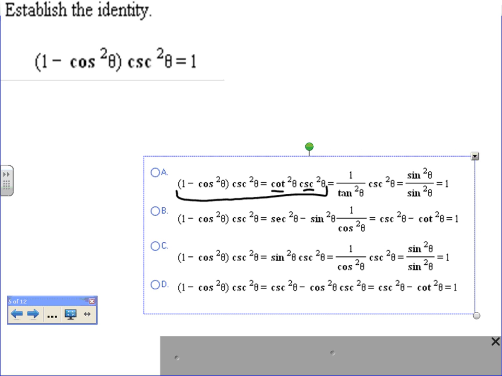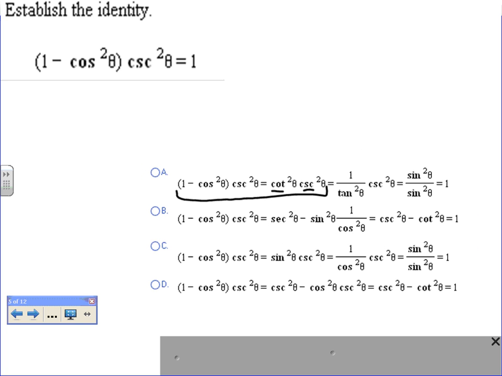So on the next one, we get 1 minus cosine squared cosecant squared equals secant squared minus sine squared times 1 over cosine squared. So it appears that maybe they tried to multiply something out there, but again, that doesn't really lead me anywhere. Now, the next one, let's see if we can make sense of what's happening here. It would have been a lot better if they'd written all these vertically.